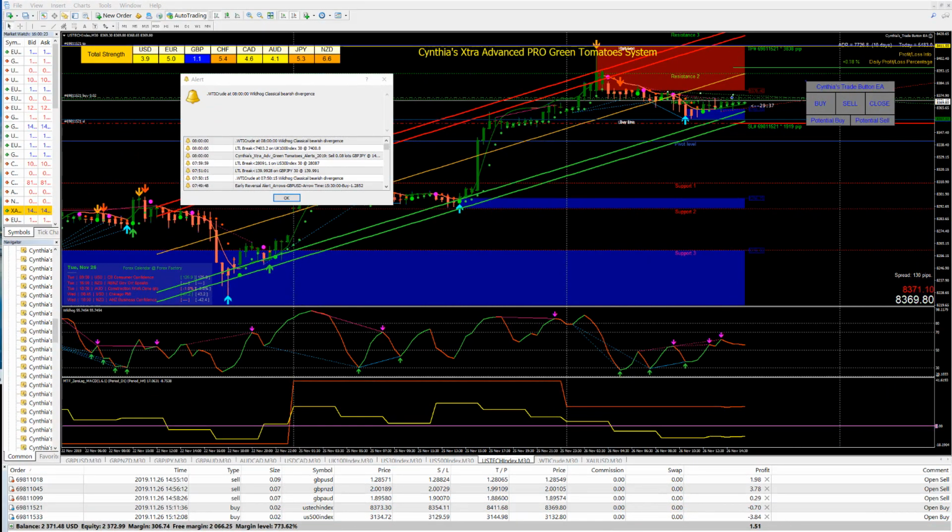I'm going to show you how to use the new indicators that I've added to the Green Tomatoes Extra Advanced Alert System. There are three new indicators that give you pop-up alerts in addition to the Extra Advanced Alert System, where the indicators agree with the multi-time frame MACD in the bottom window.